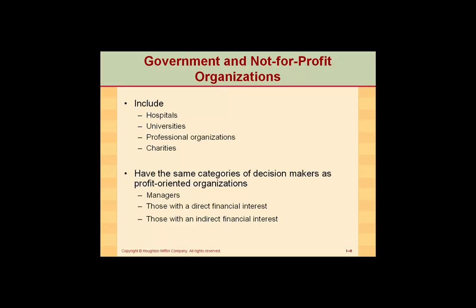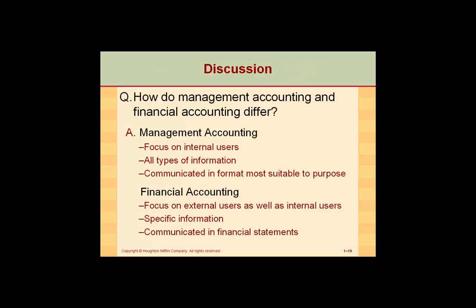Government and not-for-profit organizations include hospitals, universities, professional organizations, and charities. They have the same categories of decision makers as profit-oriented organizations. They have managers, they have those with a direct financial interest, and those with an indirect financial interest.